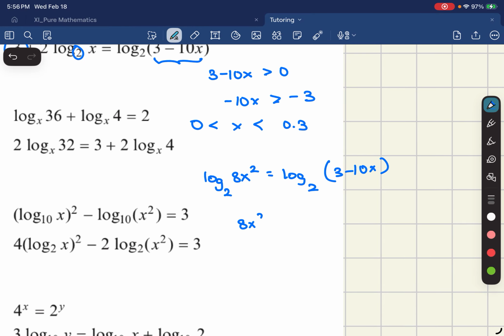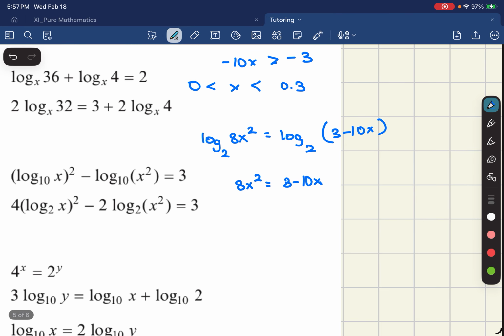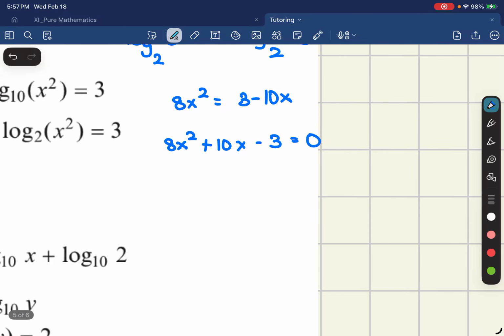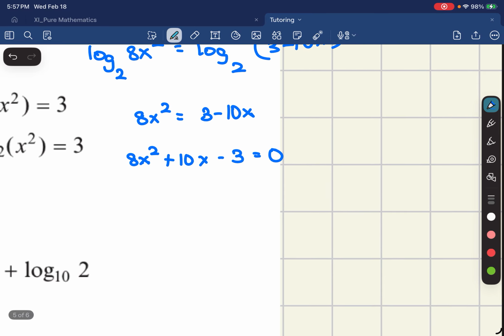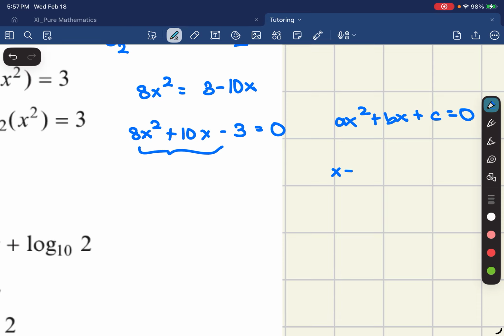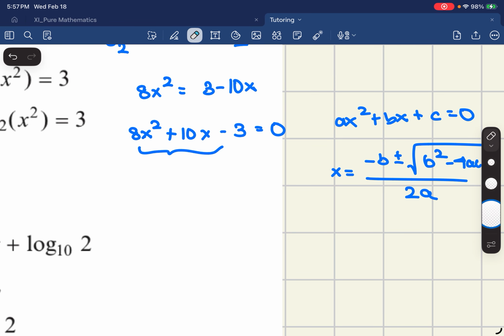So when you solve it, you will get 8x squared is equal to 3 minus 10x. And the method of solving this, we have just been discussing for the past 2 or 3 videos. So 8x squared plus 10x minus 3 equal to 0. And we have to solve this quadratic equation. If you have ax squared plus bx plus c equal to 0, then x is given by minus b plus or minus the square root of b squared minus 4ac, divided by 2a. So this is the quadratic formula that I hope you have learned in grade 10.